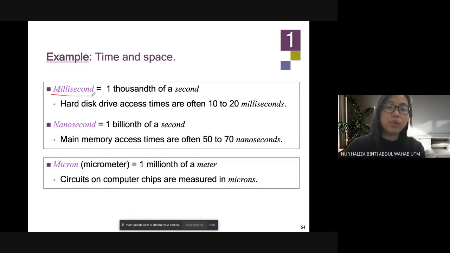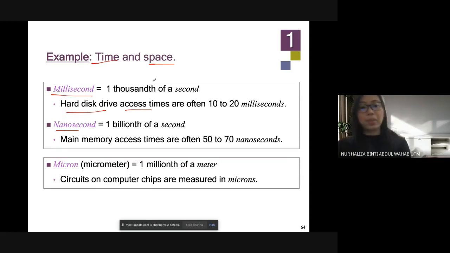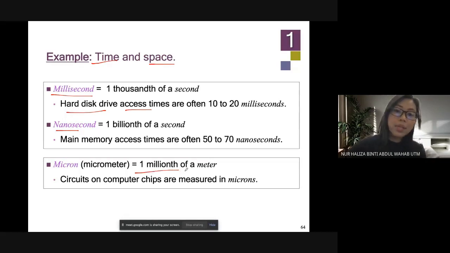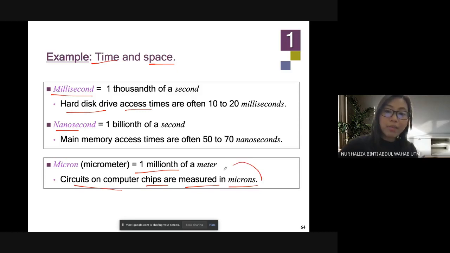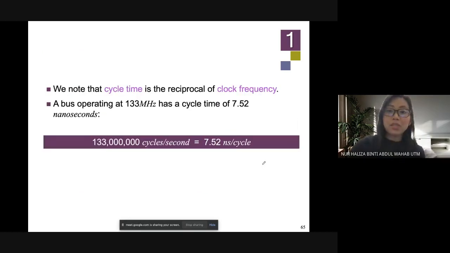And there is also a millisecond on your hard disk drive. So you need to check nanosecond, which is time and also space. Over here, the micro, which is one millionth of a meter, the circuits of your computer chips are measured in microns. So if you look into the advertisement and see micron, you will know, oh, this is about the circuits of my computer chips. That's why you need to learn your COA subject.